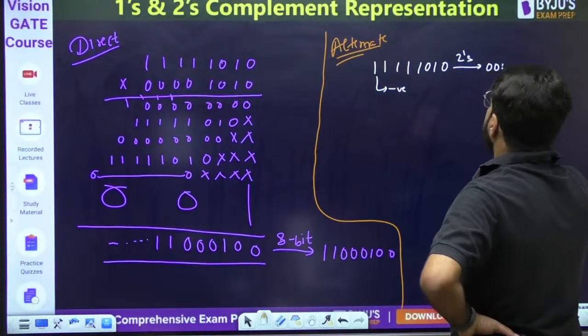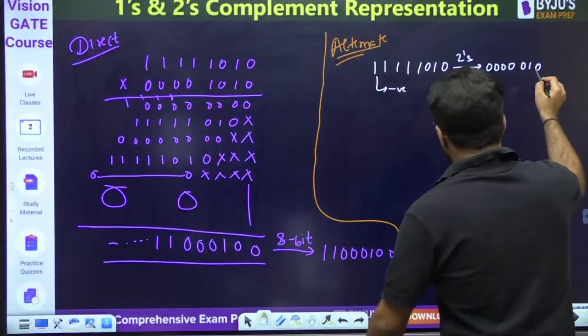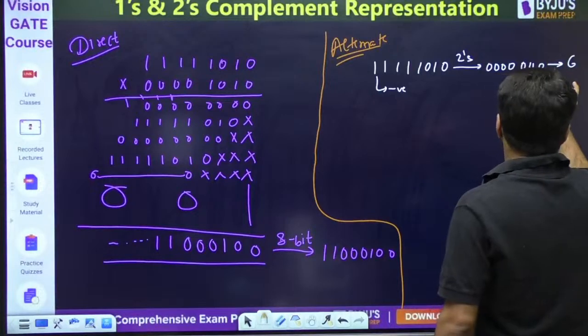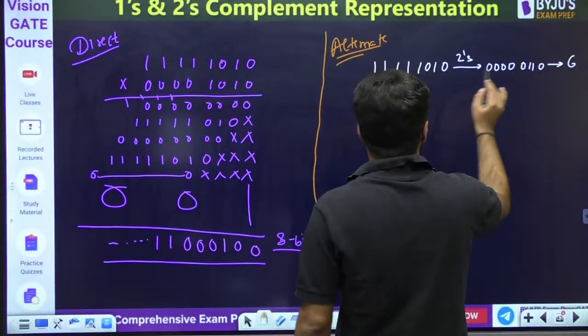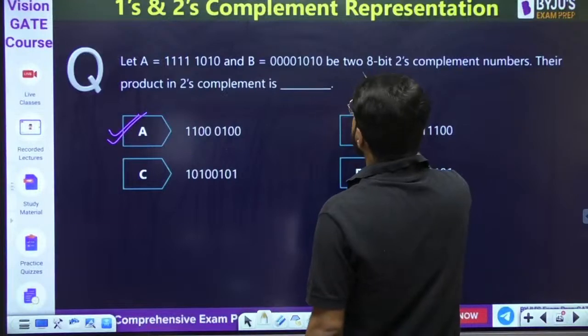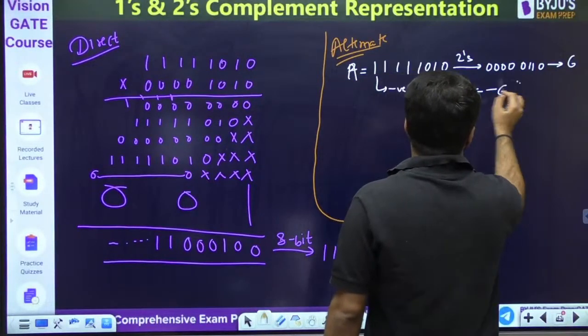So 00000101 plus 1, so this becomes 00000110. Now this is 6, 0110 is 6. So the first number is 6 in magnitude. Suppose this is some number A. So A is basically negative 6.